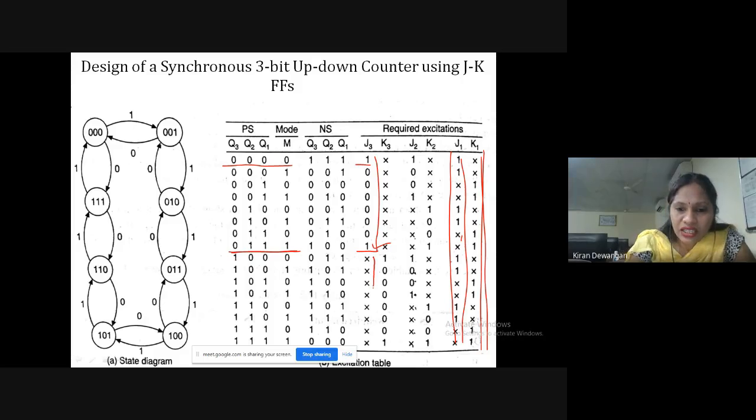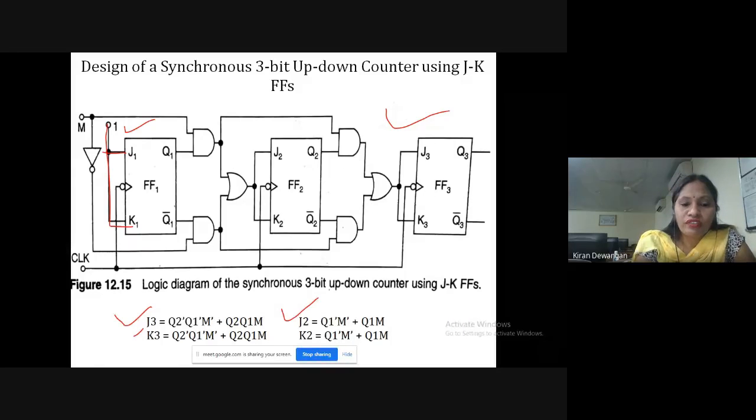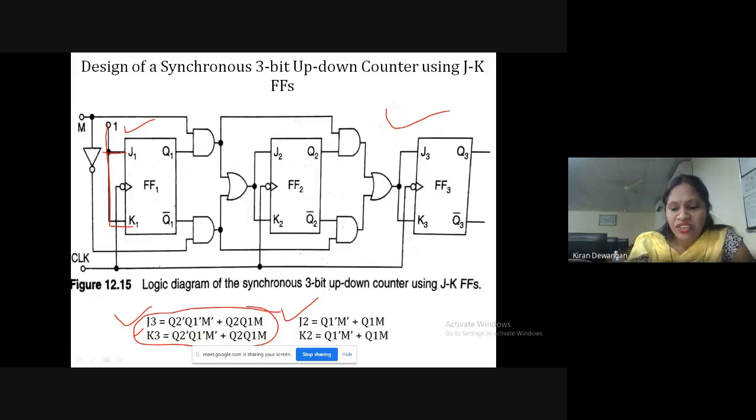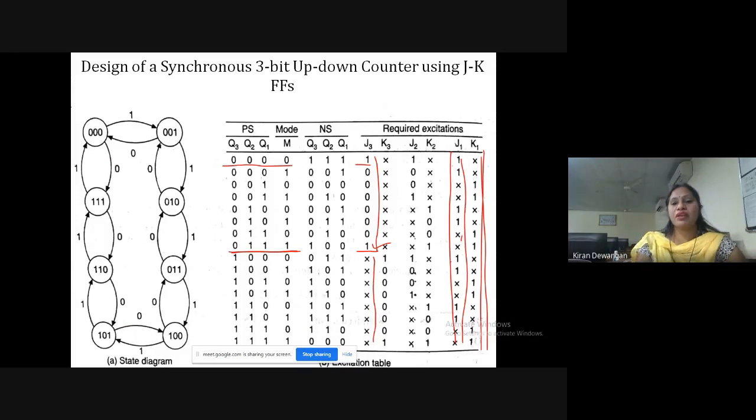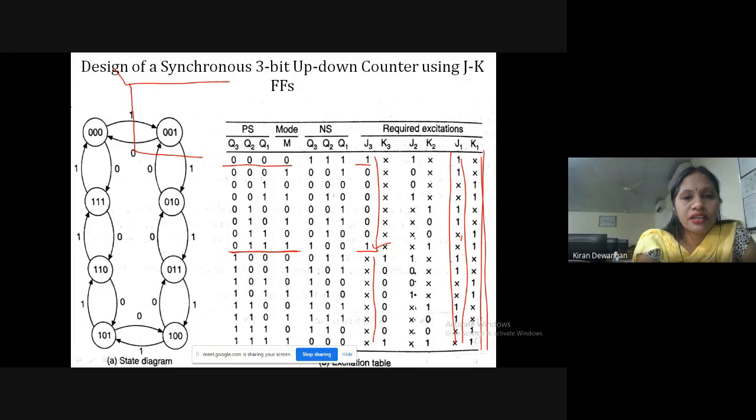But we cannot directly write this by these two values. Here these are the don't cares. We'll have to find it out by making use of K-map. K-map के through we'll find out this expression. Okay? So how we'll find out the expression? By making use of K-map. Just wait, I'll explain. Now here we'll draw the K-map. This is my K-map.